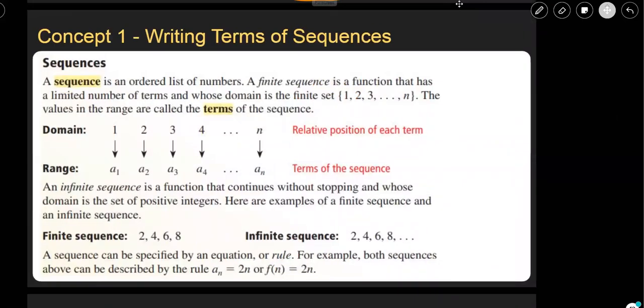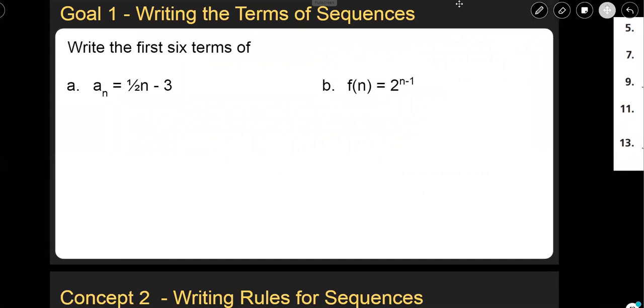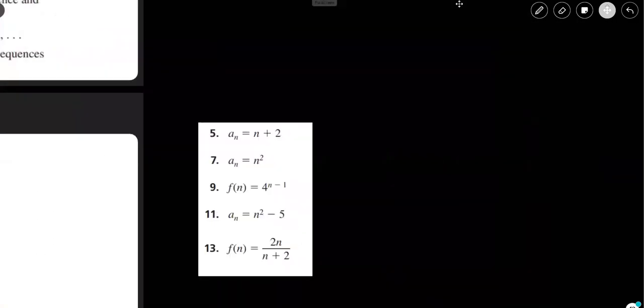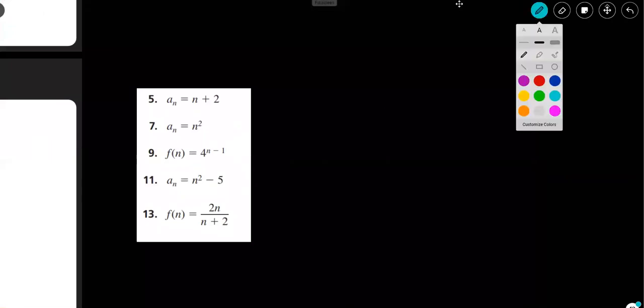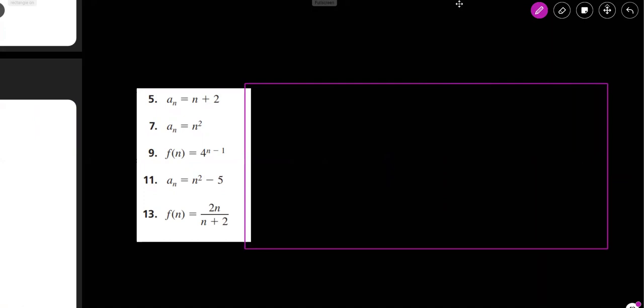All right. So we talked about writing the terms of sequences. I've already kind of briefly talked about that. And our first goal was to write the terms of sequences. Just recall that that is just inputting the values in the sequence in order. So I did this in all the classes, but I'm just going to briefly go through this again.